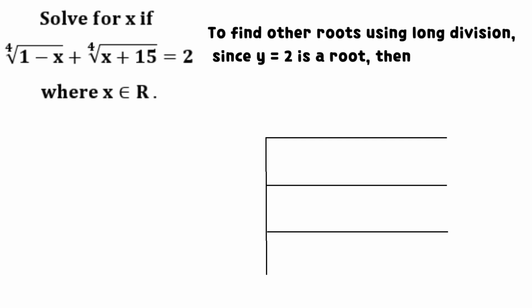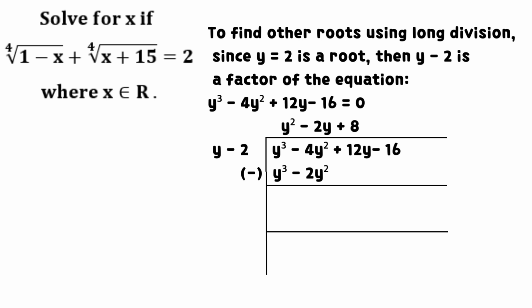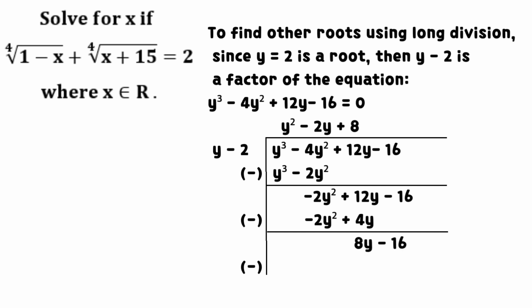To find other roots, we use long division. Since y equals 2 is a root, then y minus 2 is a factor of the equation, the cube of y minus 4 times the square of y plus 12 times y minus 16 equals 0. We obtained another factor, which is the square of y minus 2 times y plus 8. The procedure used to obtain this is the long division method, as shown on the screen.